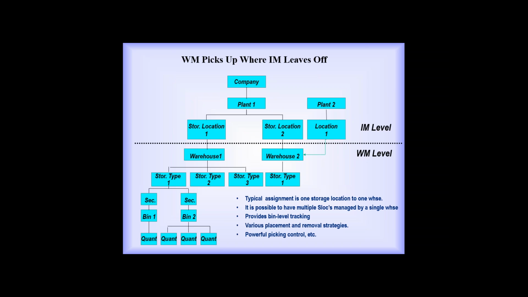So you see this screen gives you the organization structure where you can see the IM level where the storage location is the lowest level. So company, plant, and location. So when WM picks up where IM leaves off, from the location, we pick a WM warehouse number, right? The warehouse number is generally assigned to the location, and then under that you see the storage types, and then section, and the bin, and then the last is quant.